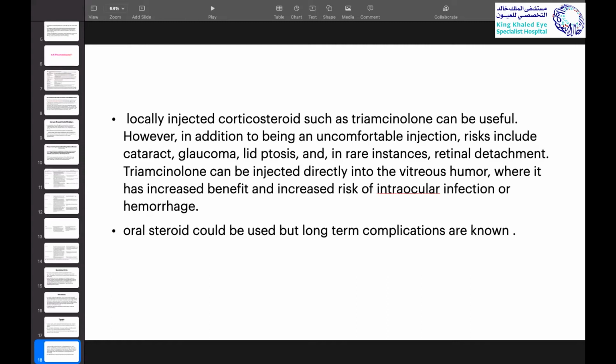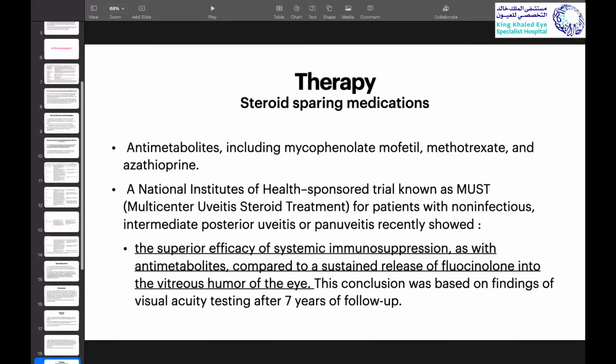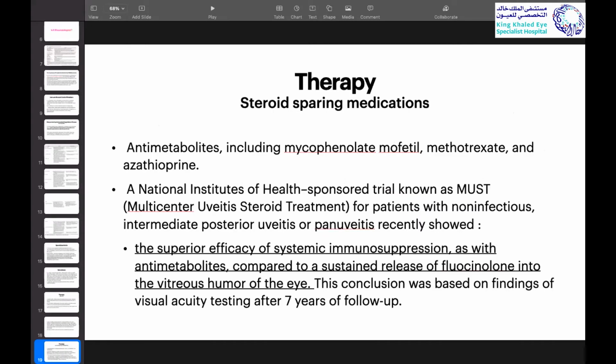Oral steroid is another way to treat, but as you all know, the complications with oral steroids are high. Hypertension, diabetes, and osteoporosis are there. So, what are you going to do? Are you going to keep your patients on steroid? Of course not. You're going to start using steroid sparing medications, including the antimetabolites, that are MMF, methotrexate, and azathioprine.